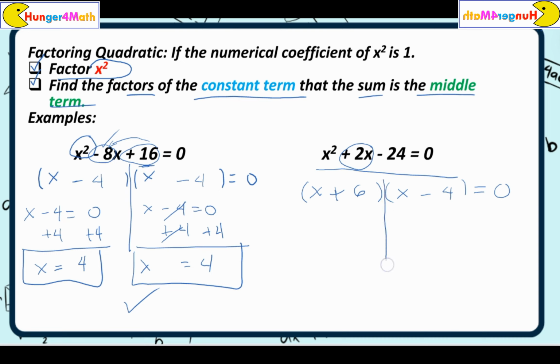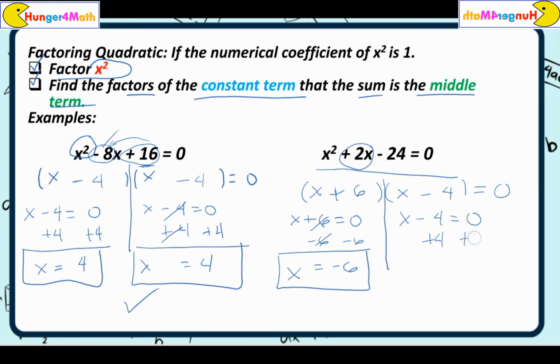Now let's split the factors. So x plus 6 is equal to 0. So minus 6 for both sides. That will be x is equal to 0 minus 6, which is -6. So the first value of x is -6. And here we have x minus 4 is equal to 0. So plus 4 for both sides. Bring down x. This becomes 0. Then equal 0 plus 4 is 4. So the values of x will be -6 and +4.